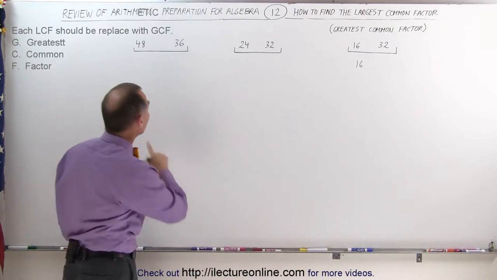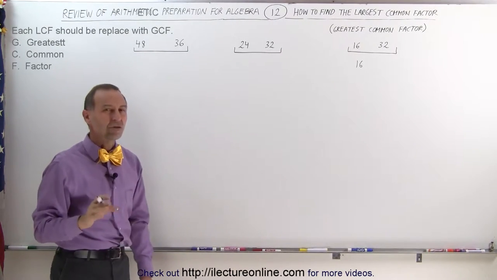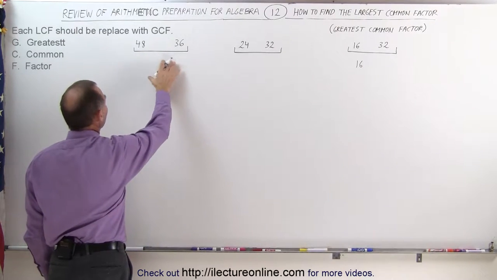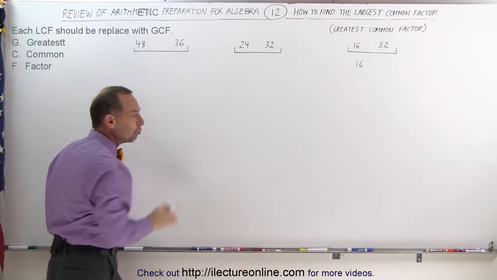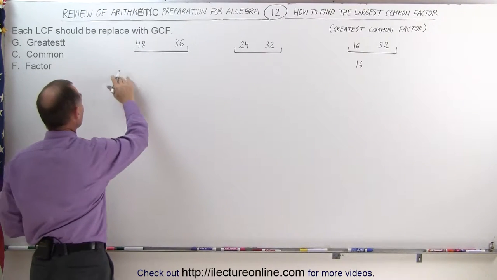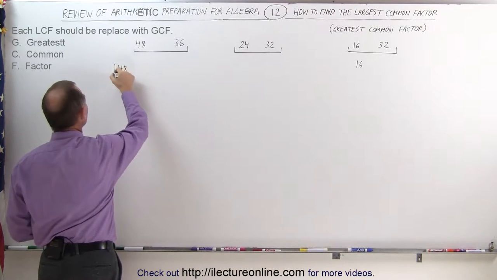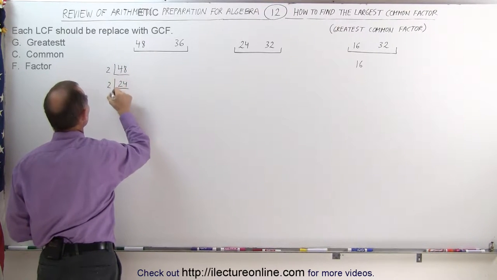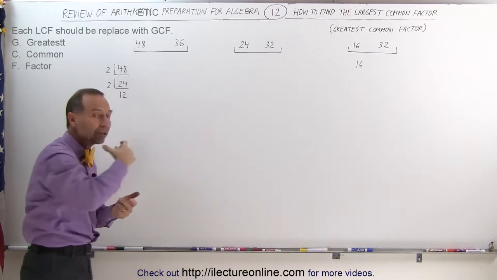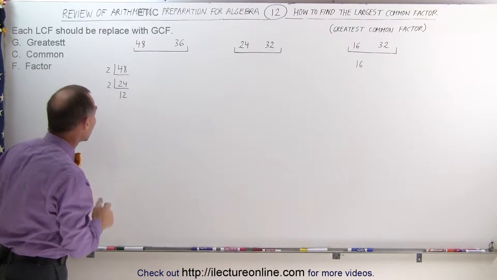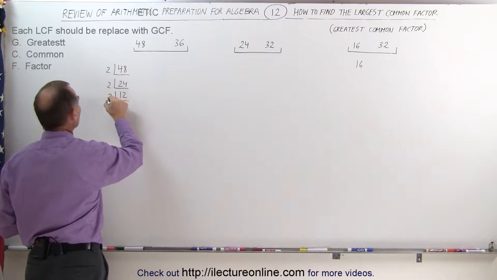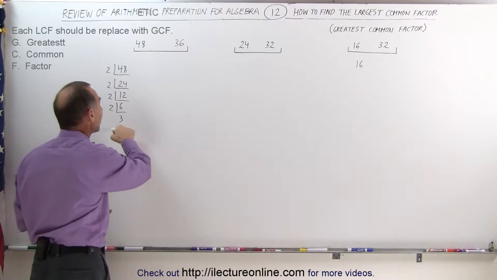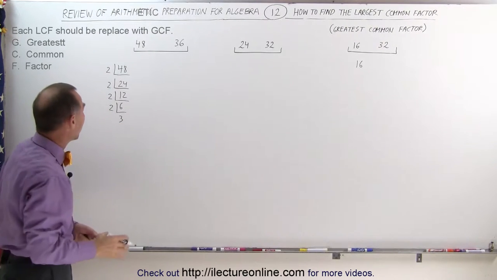But we don't have that luck in the first two sets of numbers, so we need to use a different technique for that. What you should do is take each of the two numbers and divide it by the smallest prime number. Starting with 48, we can divide that by 2. We get 24. Divide that by 2, we get 12. And you continue dividing by the smallest prime number until you can no longer do so. 12 divided by 2 is equal to 6. 6 divided by 2 is equal to 3, which in itself is a prime number. That means we're now done.